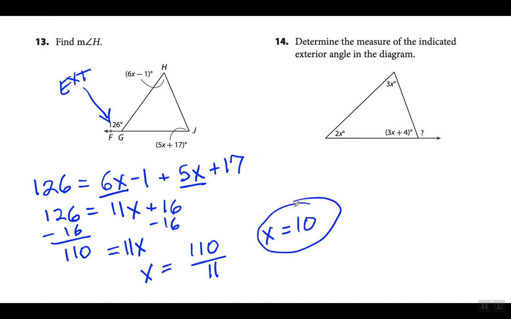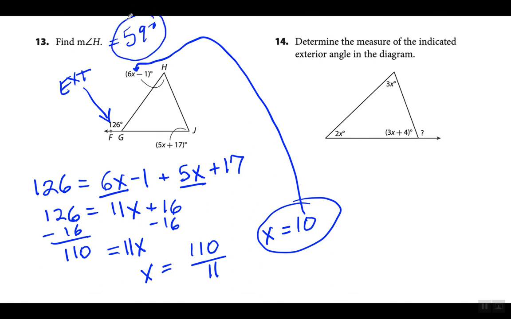Alright, so that's not my answer though, because the question was find the measure of angle H. La pregunta era encuentren la medida de ángulo H, así que tengo que sustituir. I gotta substitute. 6 times 10 is 60. 60 minus 1 is 59. 6 por 10 es 60 y 60 menos 1 es 59. Así que la respuesta es 59.